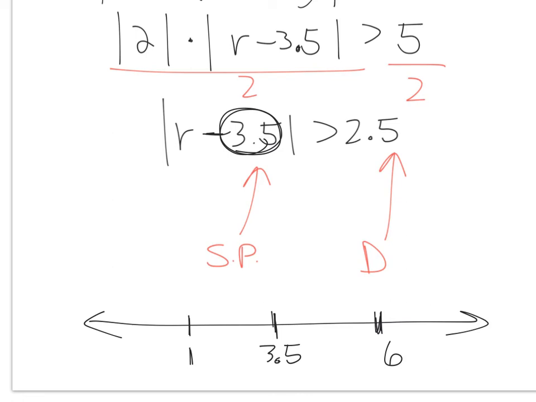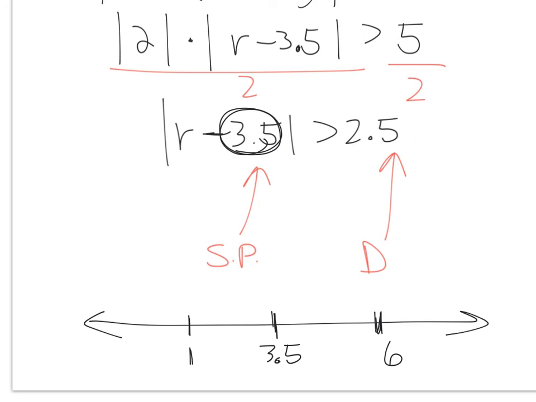So here's 3.5. If r is right here, is this a distance of greater than 2.5? Where are the distances greater than 2.5? Outside. In the outside, right here. Pick a number right here. This distance is greater than 2.5. If I pick this as my answer, this distance is greater than 2.5. This distance is not greater than 2.5.